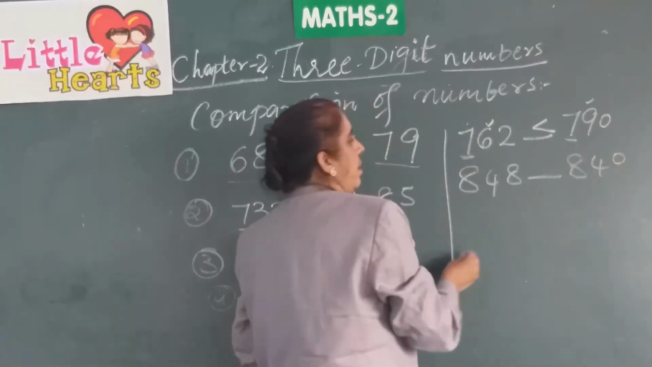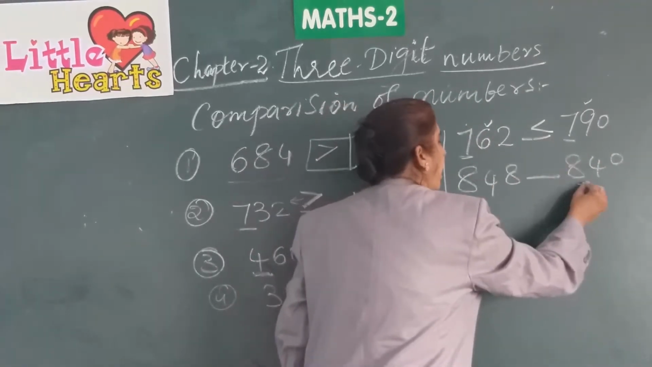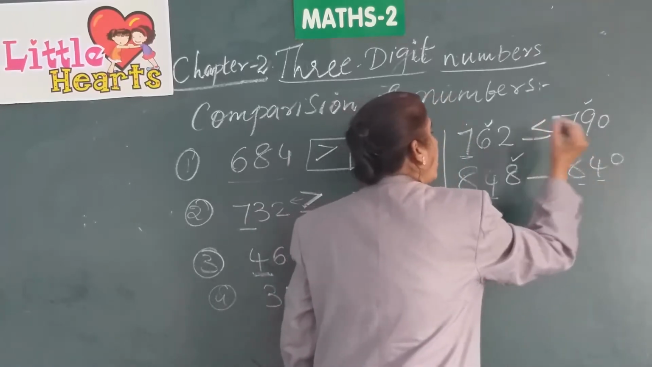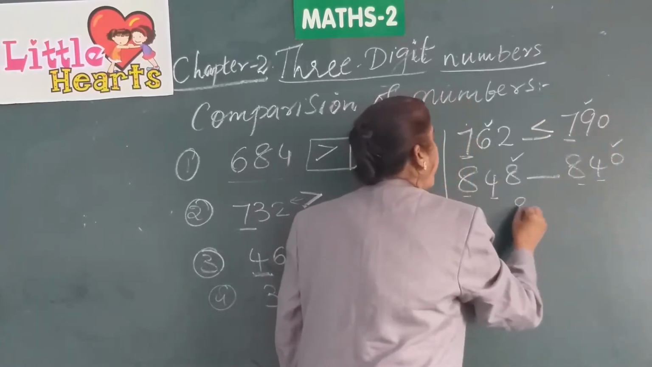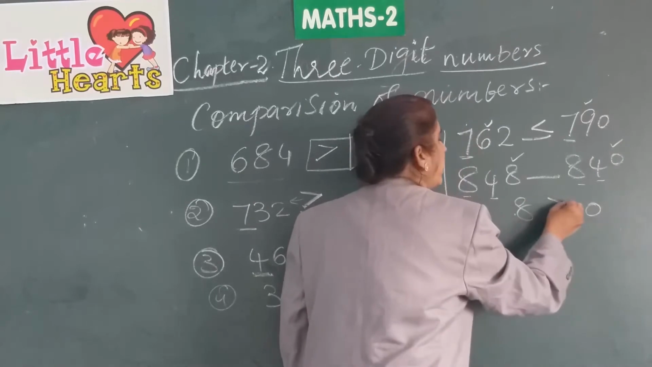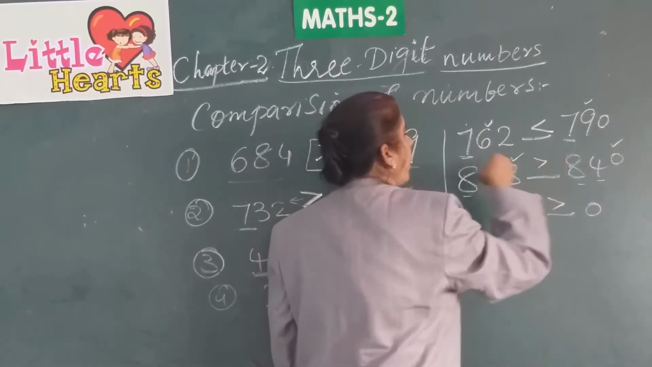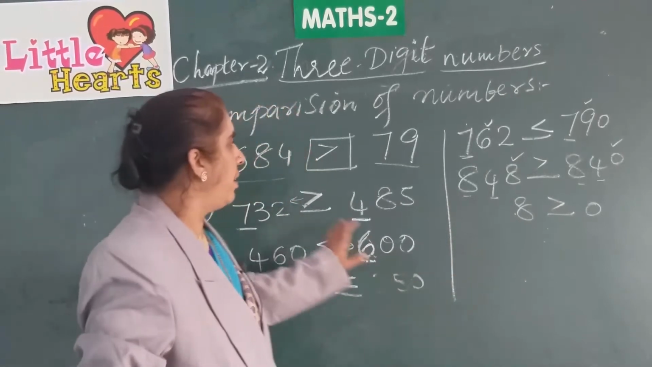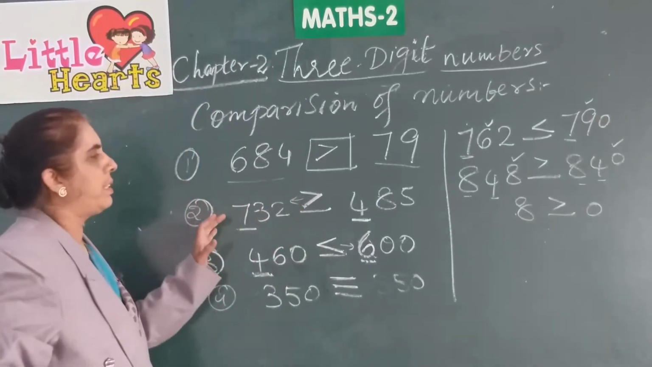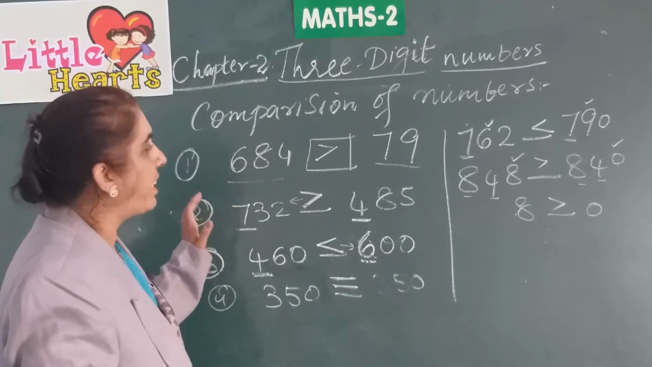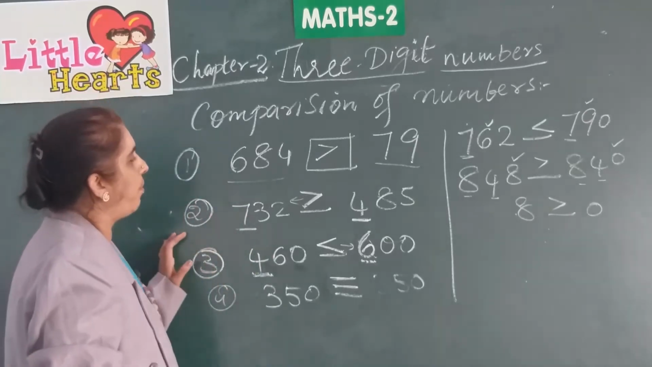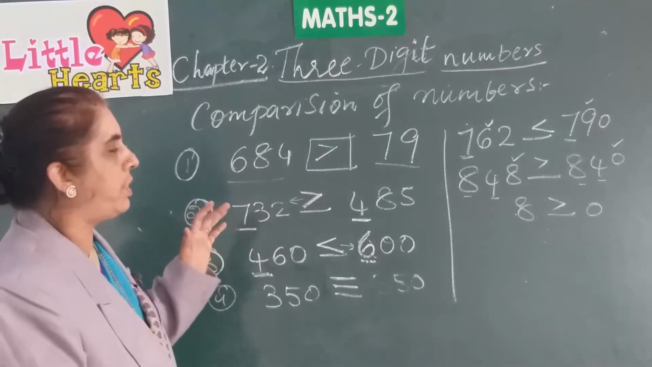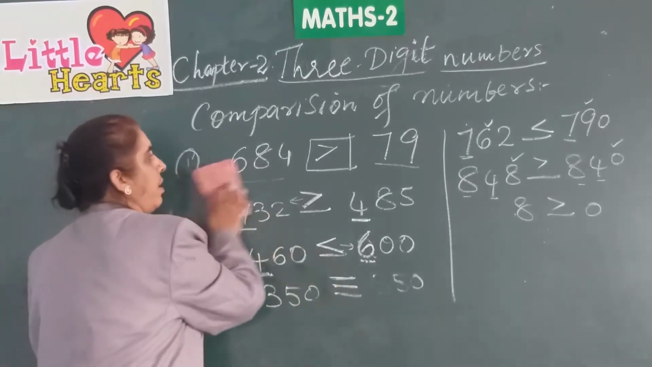See here. 8, 8 in the hundreds place, 4, 4 in the tens place. Now come to the ones place. 8, 0. 8 is greater than 0. So 848 is greater than 840. In this way, according to the places, you have to compare the digits from the extreme left so that you will be easily able to identify which is big, which is small.